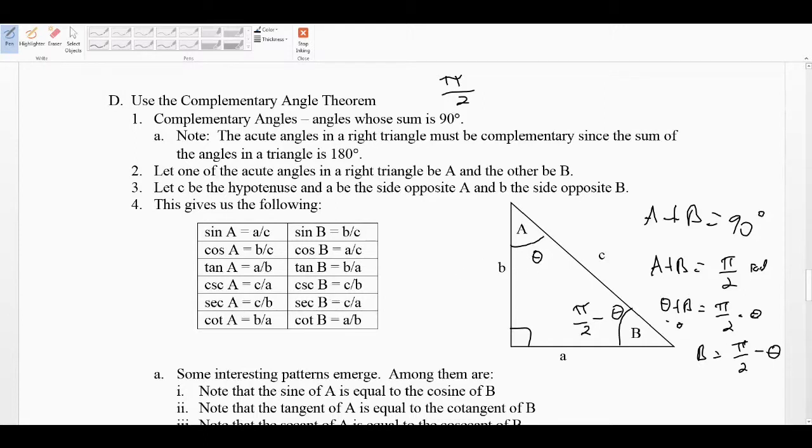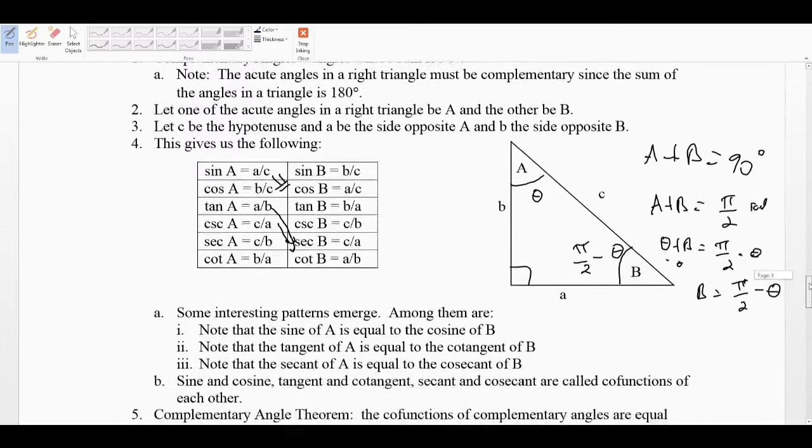So what that means is, the sine of one angle is equal to the cosine of its complement. Did you catch that? That's what I'm saying here. The sine of A is equal to cosine of B. The cosine of A is equal to the sine of B. The tangent of A is equal to the cotangent of B. And cosecant of A is equal to the secant of B. Cofunctions.